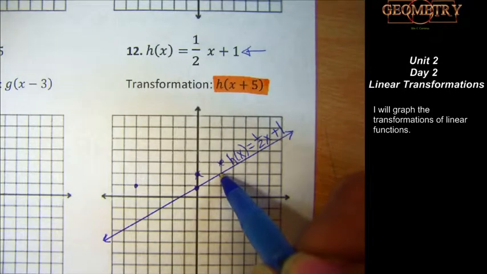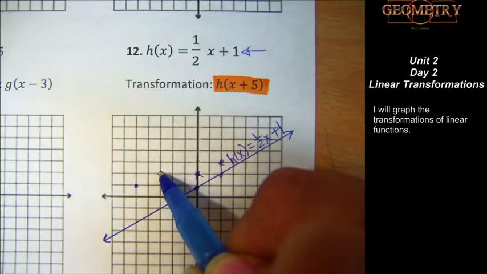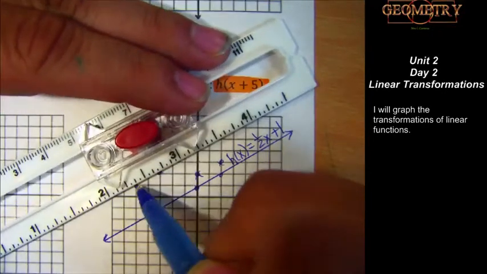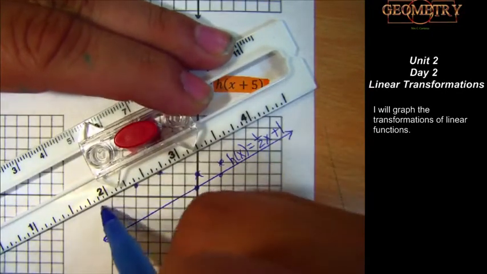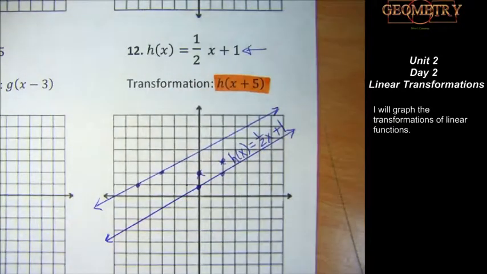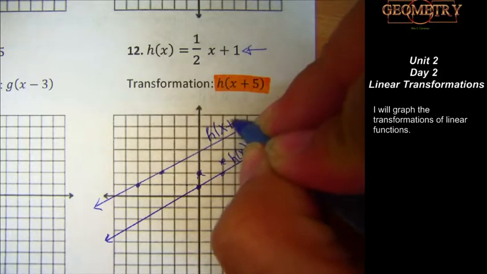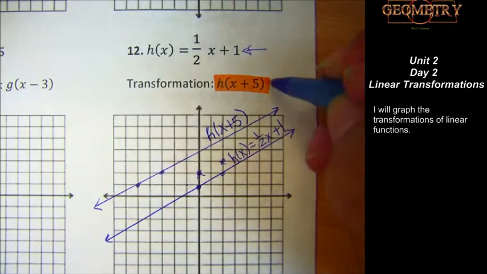I'm going to do it again to any other point that you want. I'm going to use one of the ones that I graphed because I knew where it was. 1, 2, 3, 4, 5. And then I'm going to trace this line with my handy dandy straight line maker. Boom, boom. I'm going to label this as h of x plus 5 to show that it is this transformation.